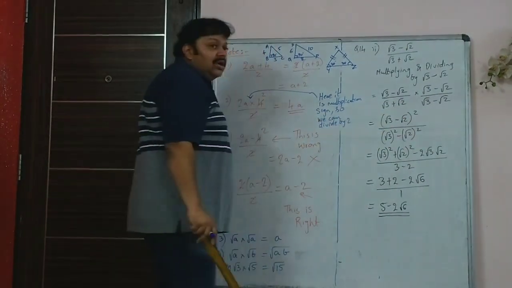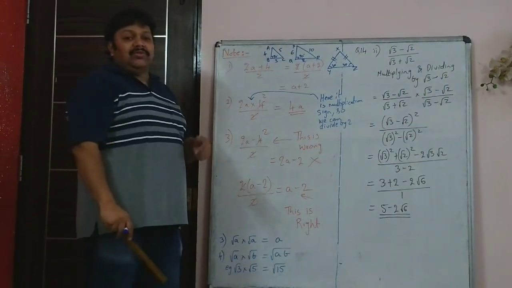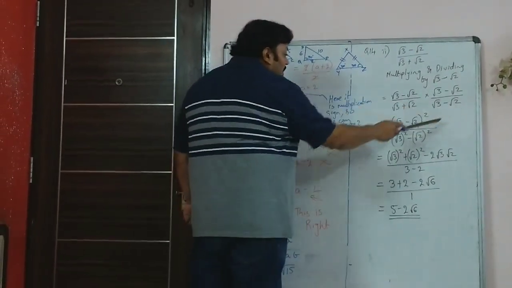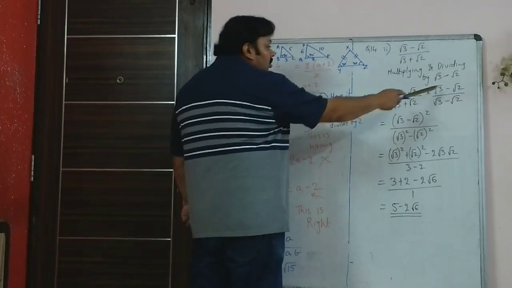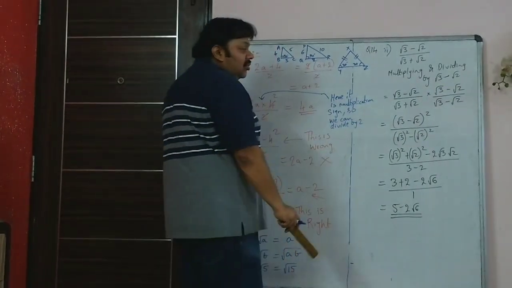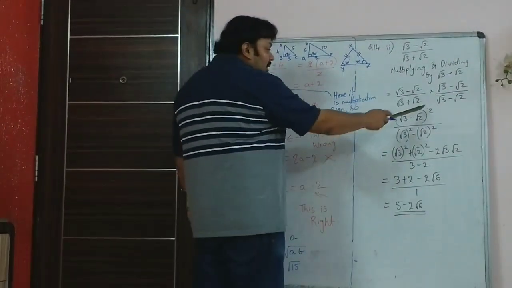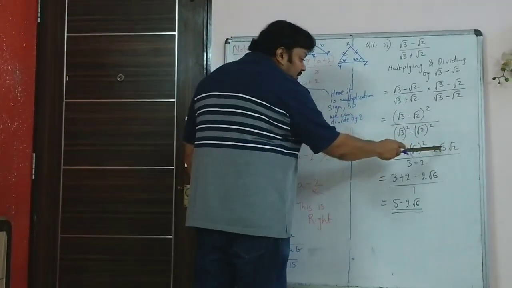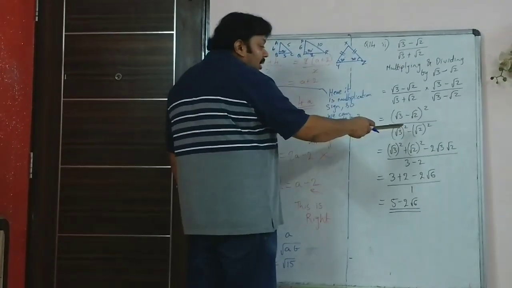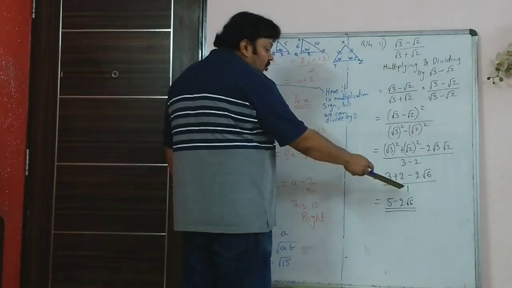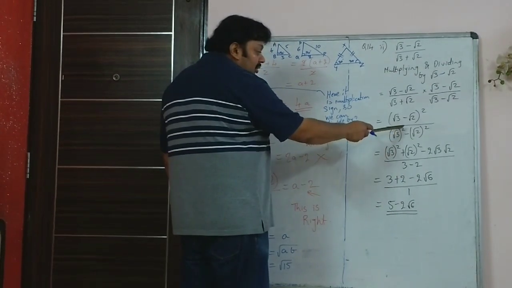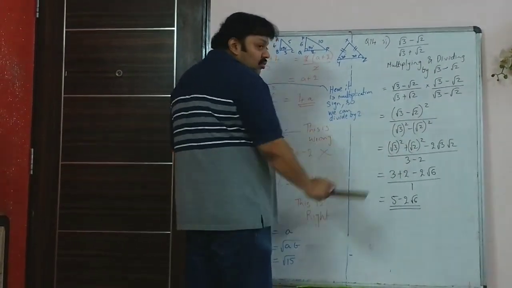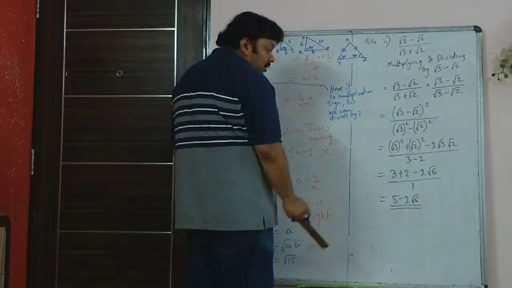Because the denominator will now be in the form a plus b, a minus b, which is a squared minus b squared, that is root 3 squared minus root 2 the whole squared. So numerator will be root 3 minus root 2 the whole squared. So a squared plus b squared minus, don't forget this term, 2ab. And denominator is 3 minus 2, that is 1. Root 3 squared is 3 and root 2 squared is 2. So 3 minus 2, 1.